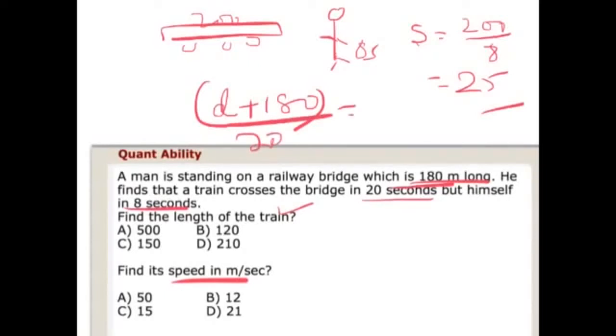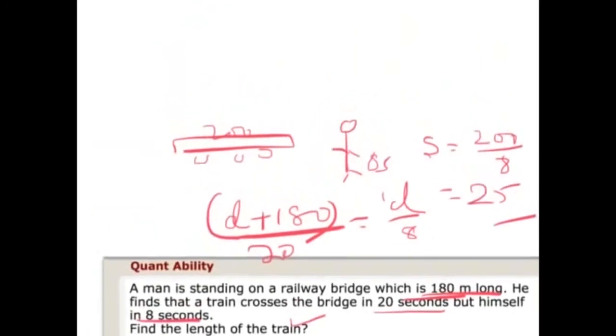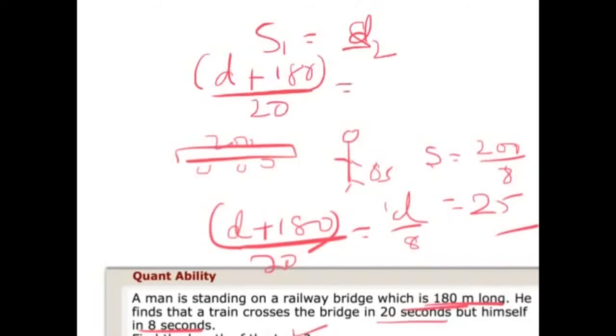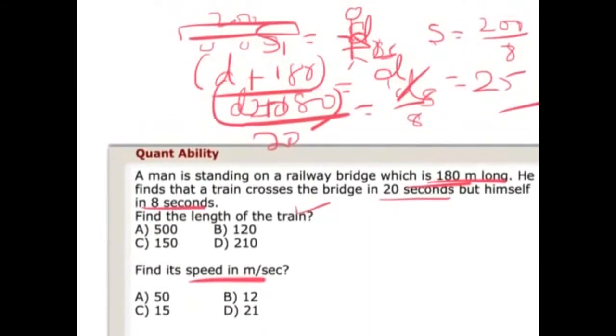In the other case, the train takes 8 seconds to cross the man. So if I equate the two, I'll get my answer. Alright, let me do this question again. What I'm trying to say here is, can I say the speed of the train in the first case is equal to the speed of the train in the second case? In the first case, the train plus the total bridge is overtaken in 20 seconds. The man itself is overtaken in 8 seconds. So d by 8, I'll cross multiply and I can solve. That is the normal way of doing this question.